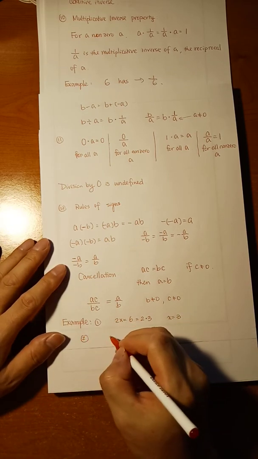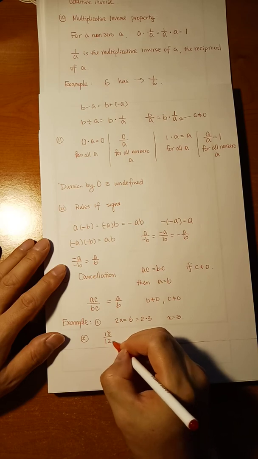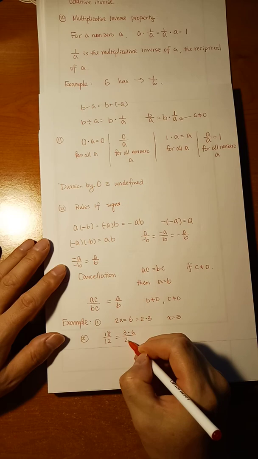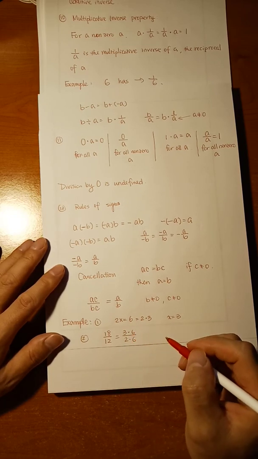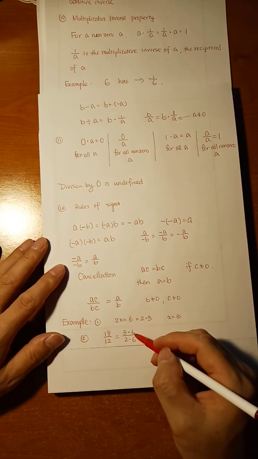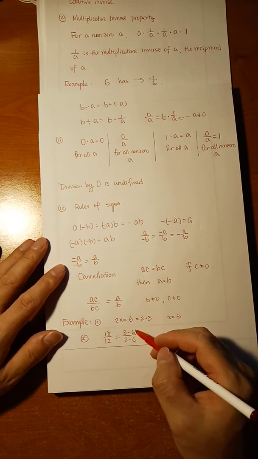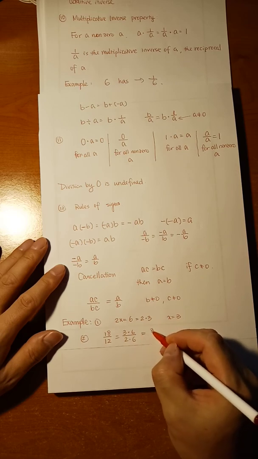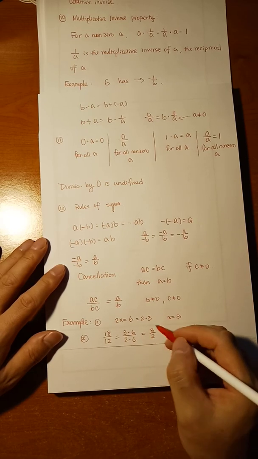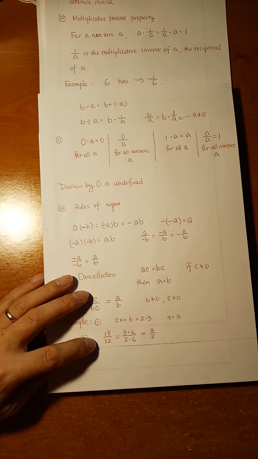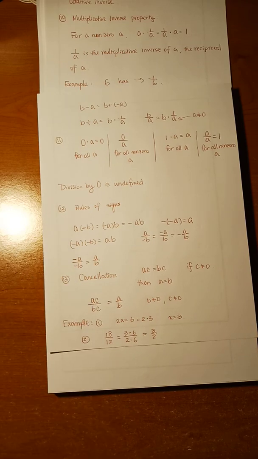And second, if you have 18 over 12, you see that 18 is 3 times 6, and 12 is 2 times 6. The top and the bottom both have the common factor 6. And 6 is not 0. So you can cancel 6. You get 3 over 2. This one is simpler than 18 over 12. So that's a cancellation. Simplify rational expression.